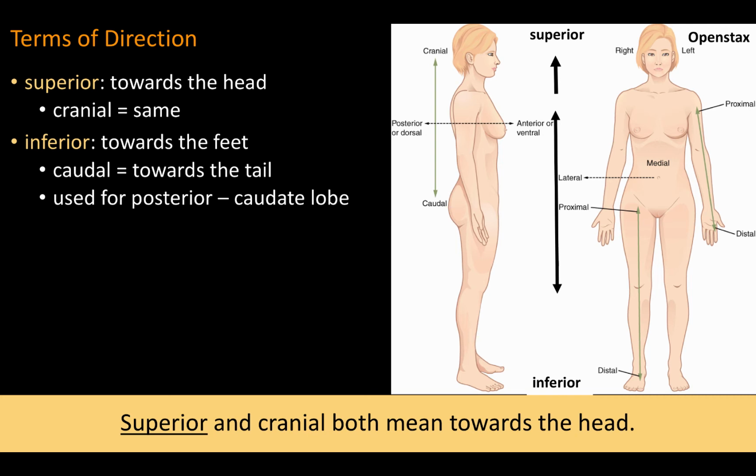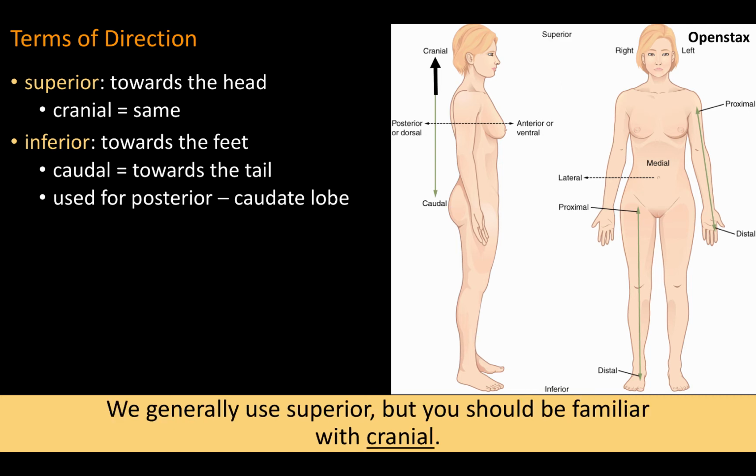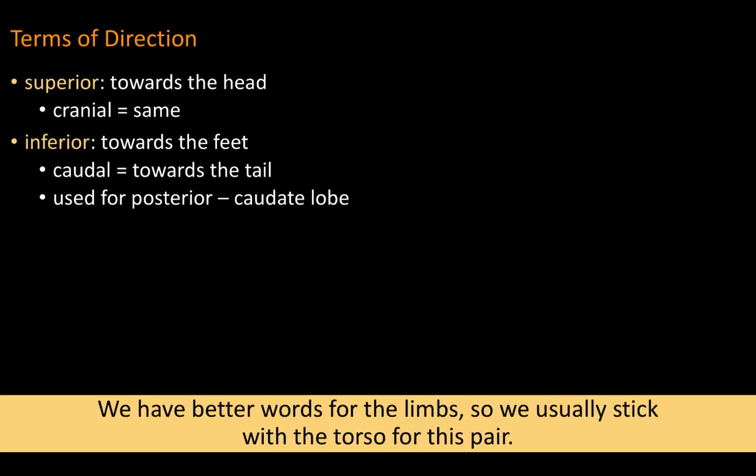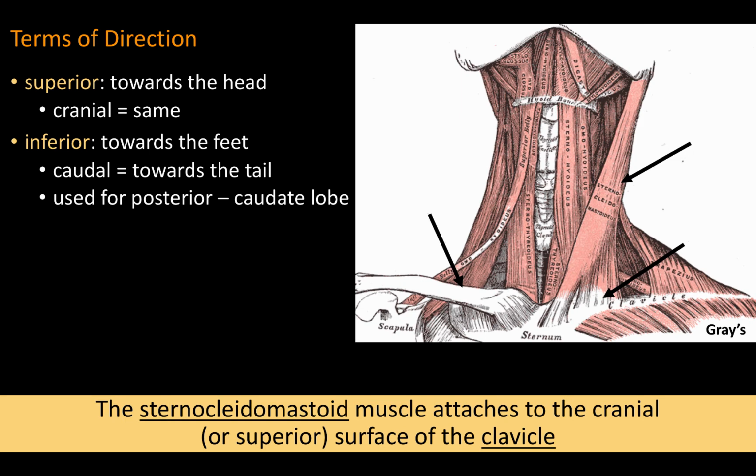Superior and cranial both mean towards the head. We generally use superior, but you should be familiar with cranial. We have better words for the limbs, so we usually stick with the torso for this pair. The sternocleidomastoid muscle attaches to the cranial, or superior, surface of the clavicle.